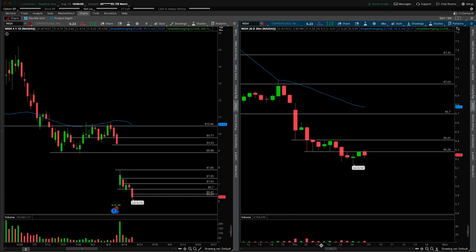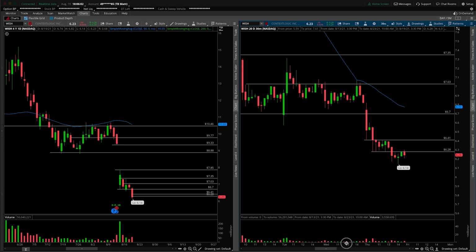Again, I wouldn't really be thinking too long here until we get acceptance, solid acceptance, price spending time up above 670 to then start to target some of the upper levels that we have, namely 735 and then the top of the earnings gap down at 785.